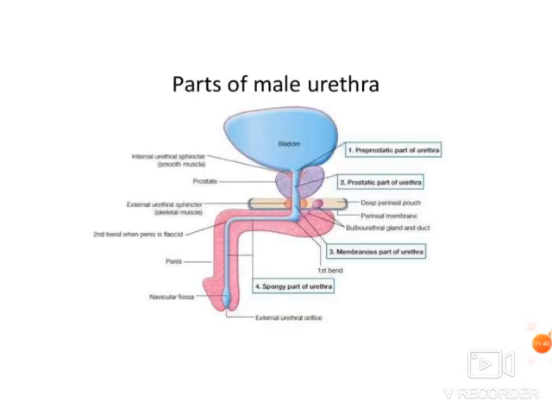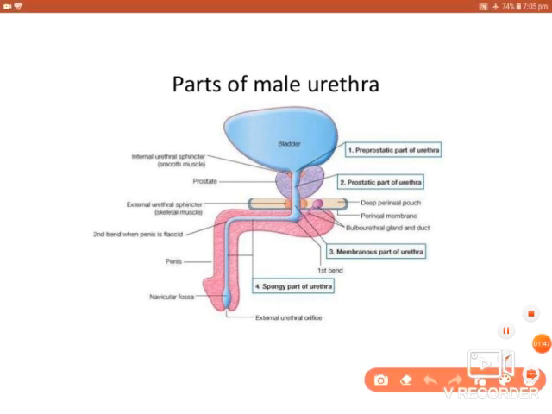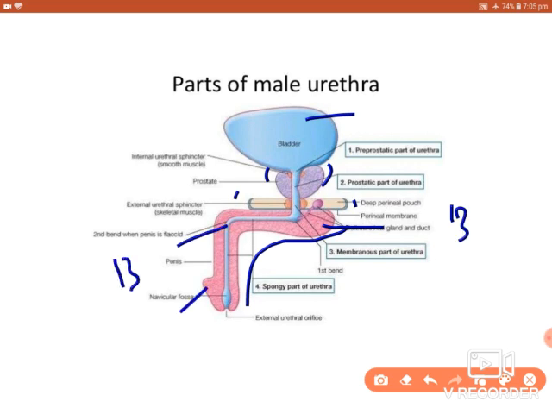Here we can also see the sagittal view of the bladder and the urethra. This is the bladder, and this one is the prostate. Here you can see the deep perineal pouch. Here this is the penis, this is the bulb, this one is the body, and this one is the glans. The bulb forms the fixed part of the penis, and the body and glans form the free part of the penis.